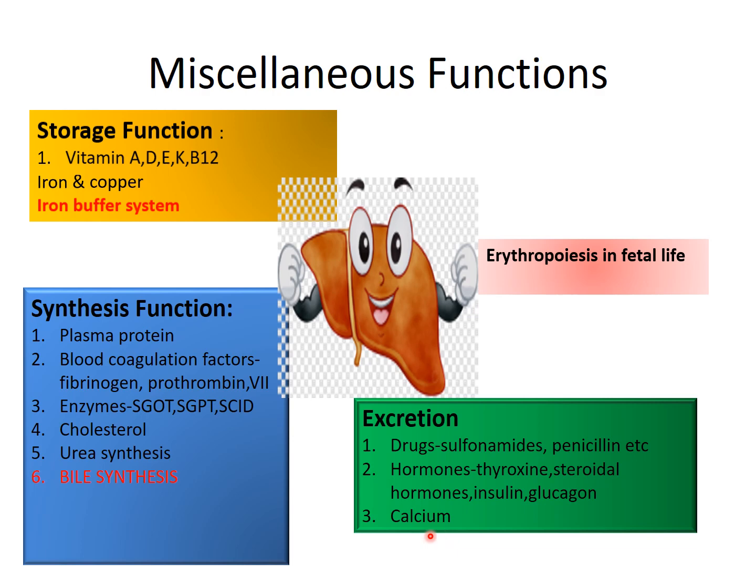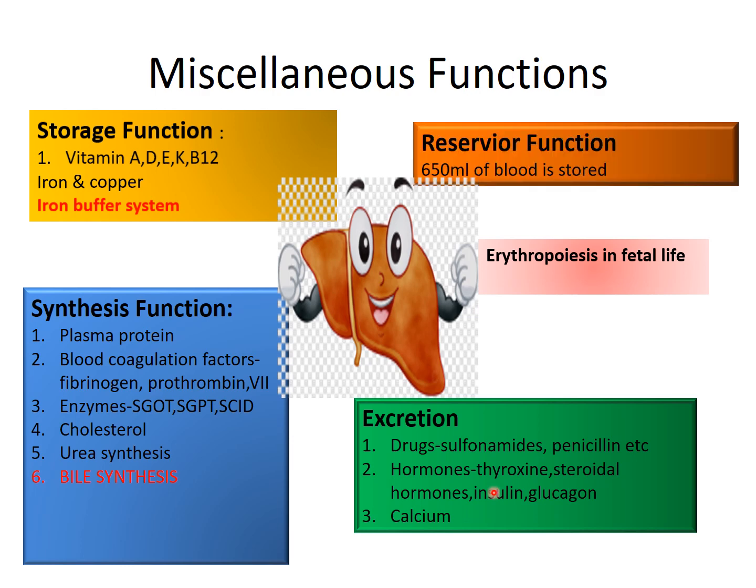Then we have calcium. The major route for excreting calcium from the body is by secretion into the bile by the liver. Then it will pass into the gut and will be lost in the feces. So this is an important role of the liver in excretion.